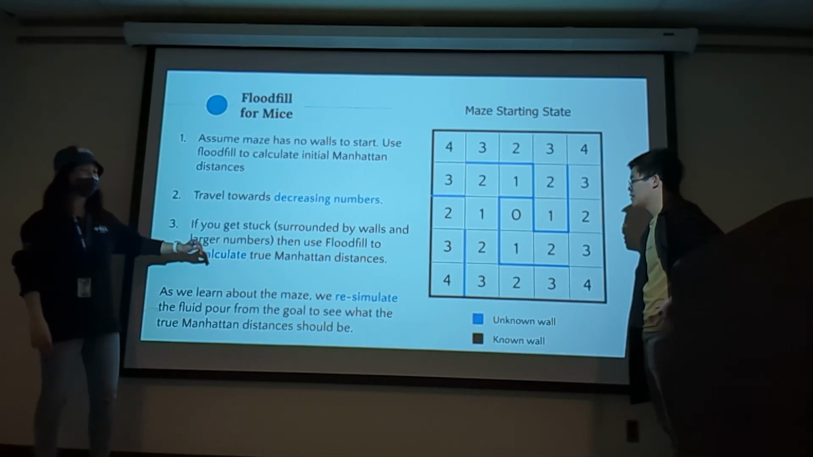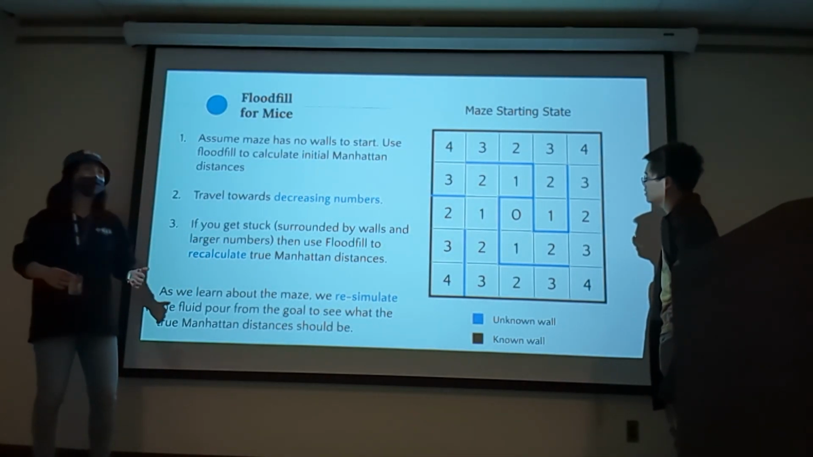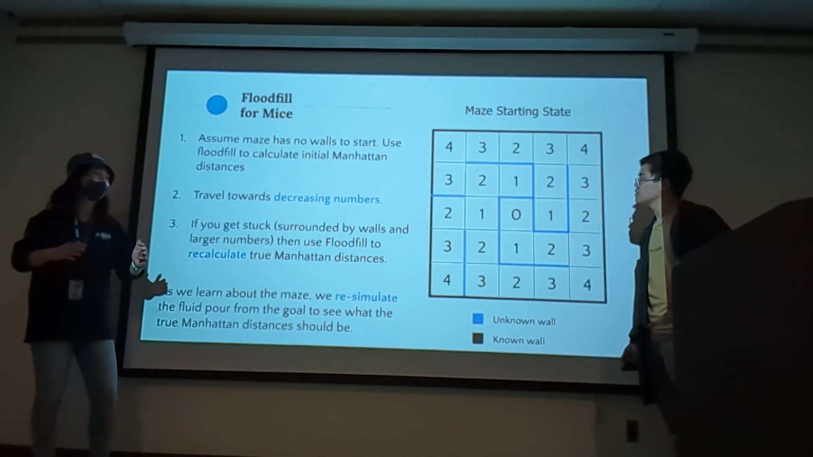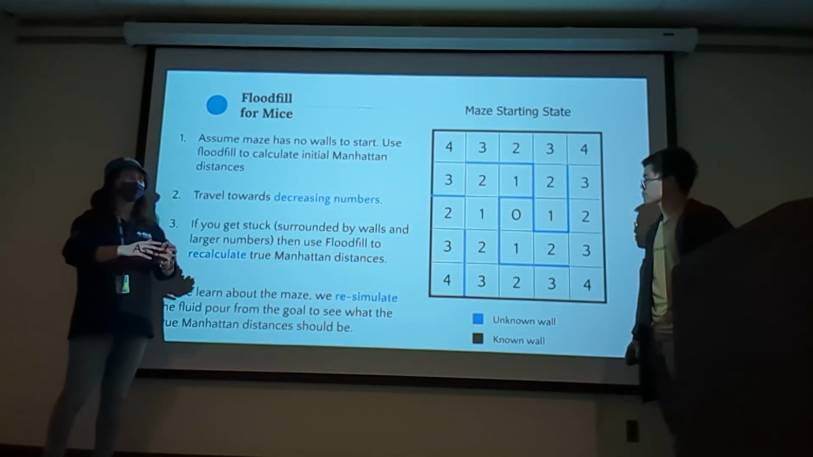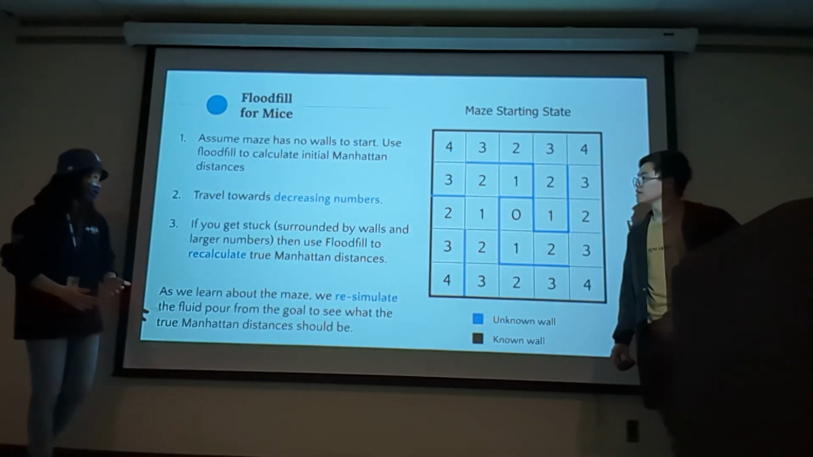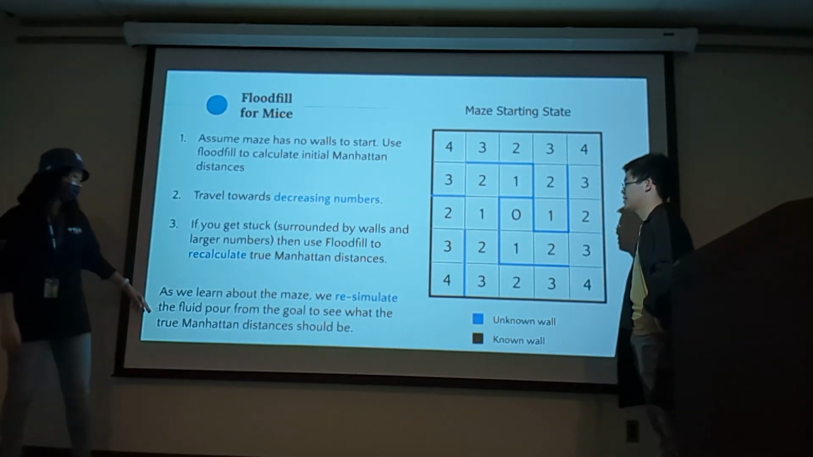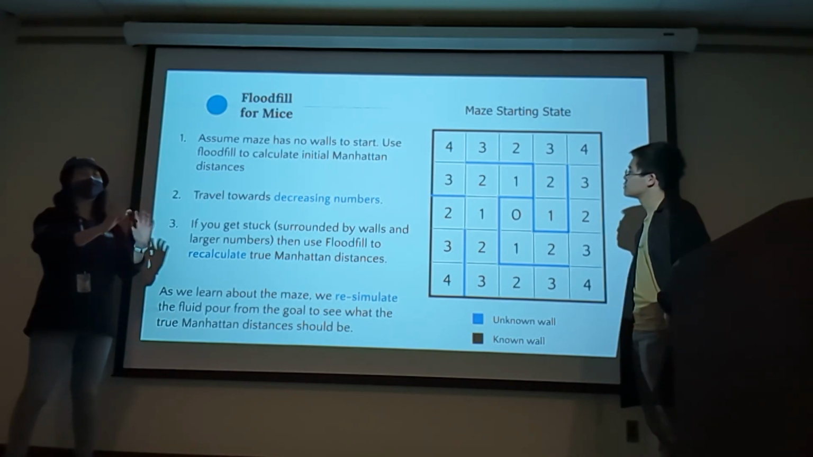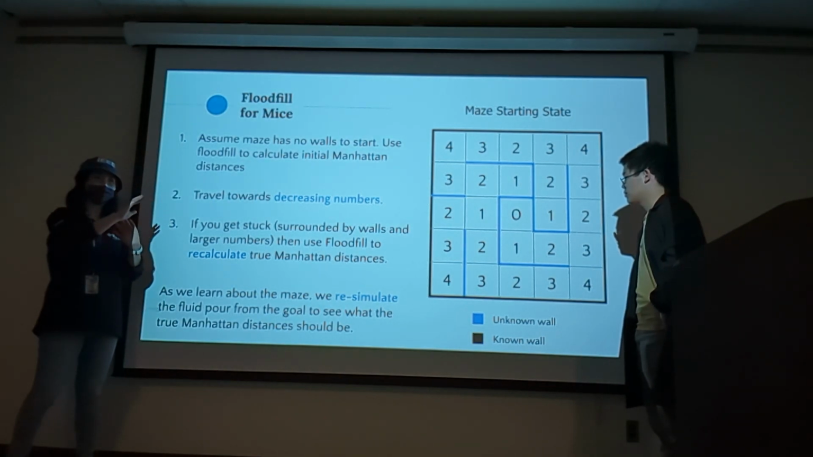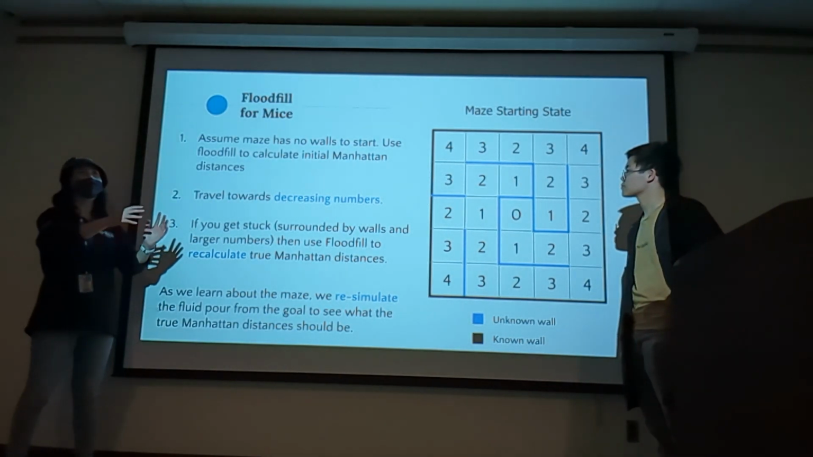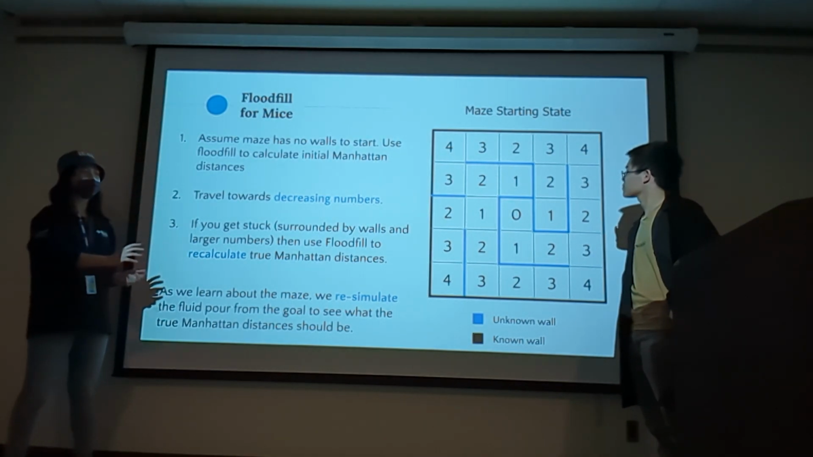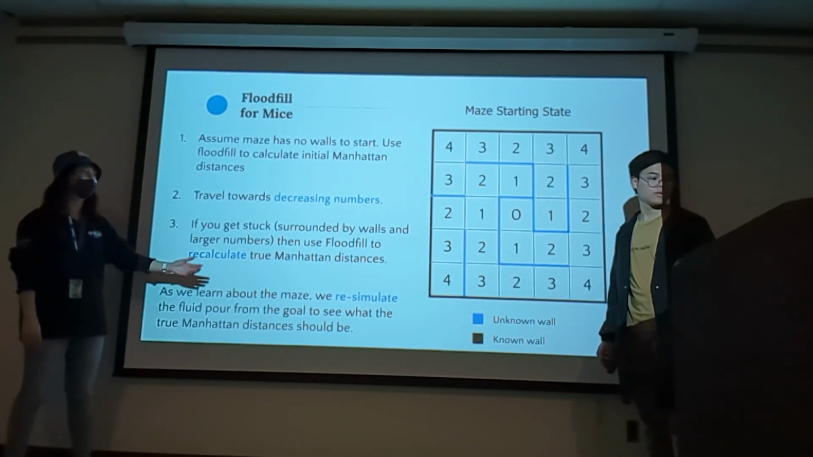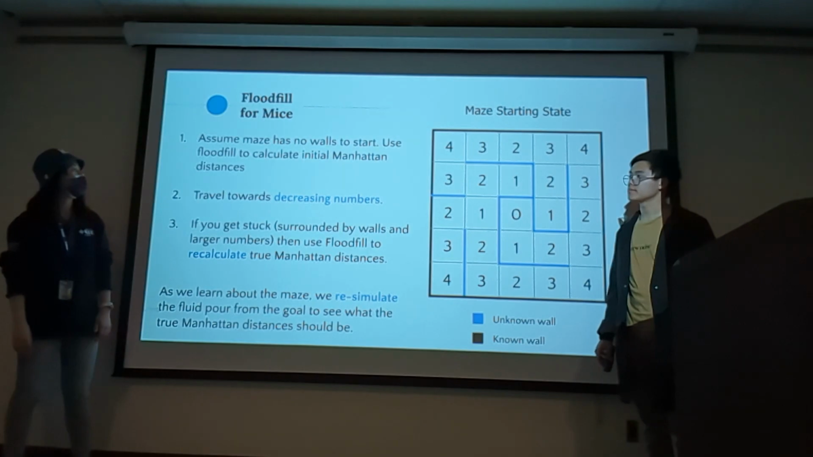If you get stuck, where the next closest number has a wall in the way, then you recalculate the true Manhattan distances considering that there's a wall right here. How would this affect how the water would flow in this case? As we learn about the maze, we simulate the fluid flow, or how many cells it is from each place, the true distance. As it learns more and more about where the walls are and how they obstruct, you'll ultimately see what the true Manhattan distance is, and just how far it is from your start to the goal.